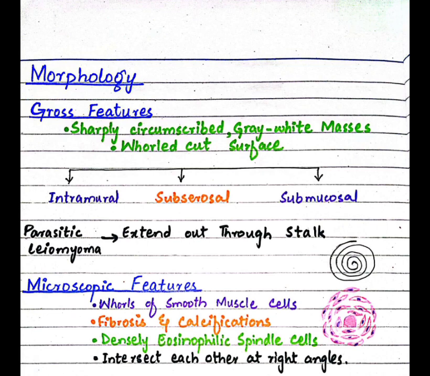Now the morphology of leiomyomas. As far as gross features are concerned, they are well circumscribed gray-white masses. Now why are they well circumscribed? Obviously they are benign tumors, so they have a clear well-defined boundary, and they have a whorled cut surface. I'll discuss the whorls in microscopic features. And there are three main types of fibroids: intramural, subserosal, and submucosal.